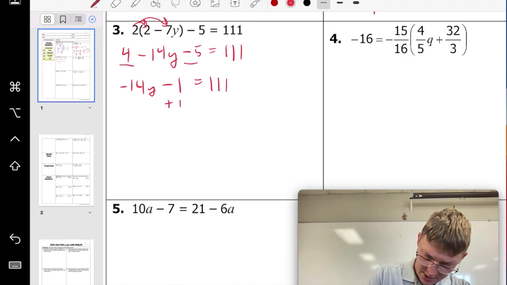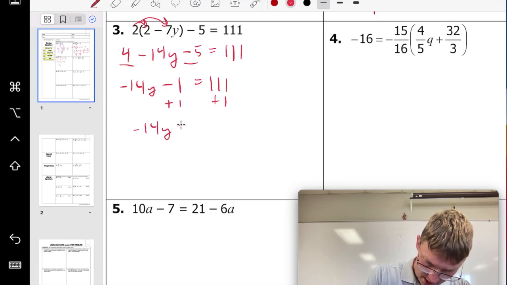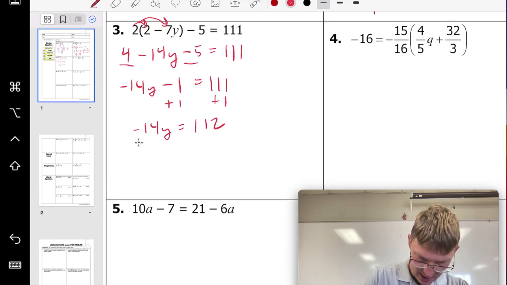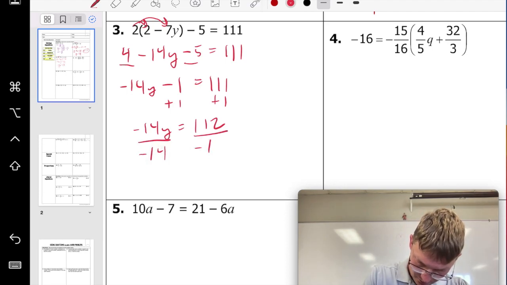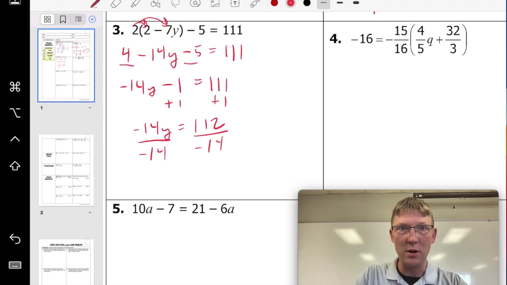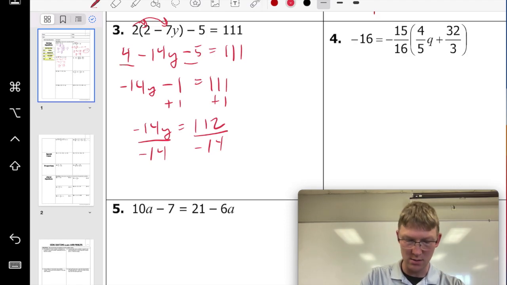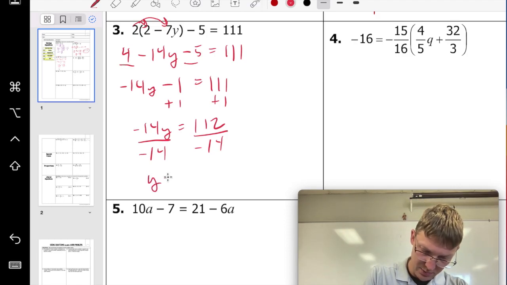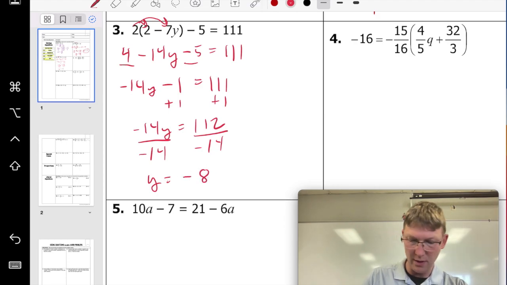So we're going to leave the y's on the left, put everything else on the right. We're going to add 1 to both sides. Now we've got -14y = 112. Now we're going to divide both sides by negative 14. I certainly don't know that off the top of my head, so I'm going to shove that into my calculator. And my calculator tells me y is equal to negative 8.